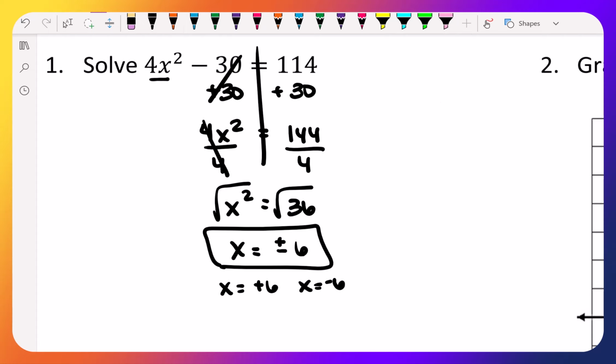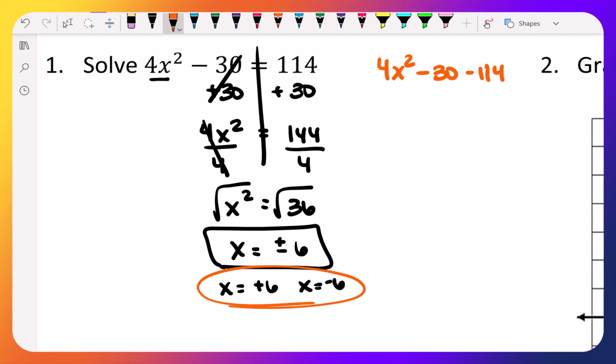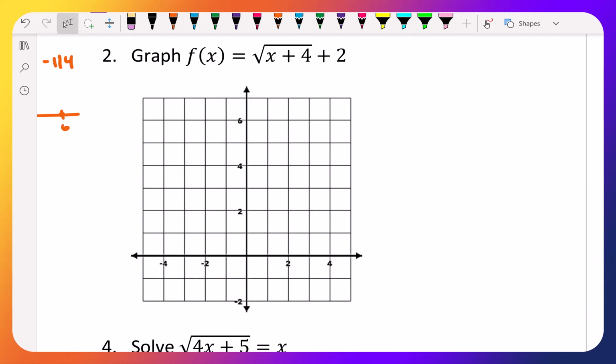If you don't want to do that, you can also get it equal to 0 and graph it that way. So you have 4x squared, and then you need to subtract 114 from both sides. You don't even have to simplify. If you just type that in like this into Desmos, it will intersect the x-axis at a negative 6 and a positive 6. So for question number 2, if you have access to Desmos, obviously just go ahead and type the whole thing into Desmos, and you can see what it looks like.